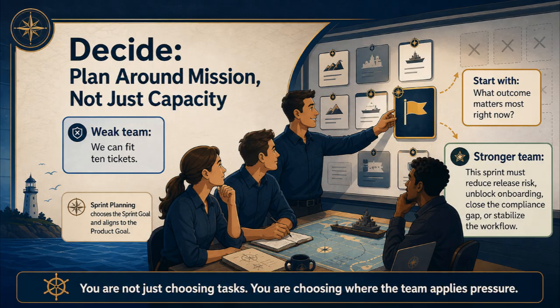Tactically, this means sprint planning should not start with what tickets are available. It should start with what outcome matters most right now. A weak Scrum team plans around capacity. A stronger Scrum team plans around mission. A weak team says, we can fit 10 tickets. A stronger team says, this sprint must reduce release risk, unblock onboarding, fix the compliance gap, or stabilize the workflow. That is OODA applied to Agile. You are not only choosing tasks, you are choosing where the team applies pressure.